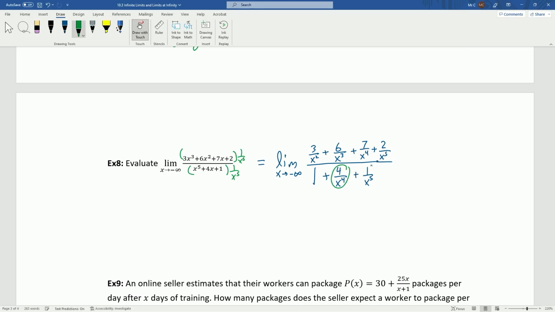And again, we look at all of these terms I'm circling. Constants over x to a positive power. Our limit is x goes to negative infinity, so these things all go to 0. So up top, what do I get left with? I get left with 0 divided by 1, which is just 0.